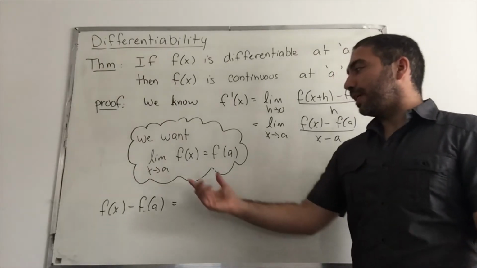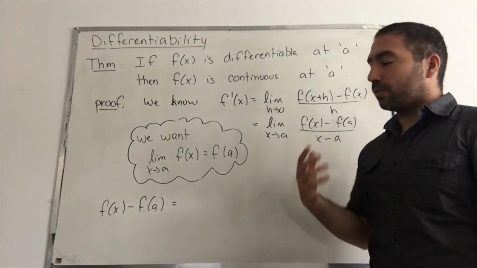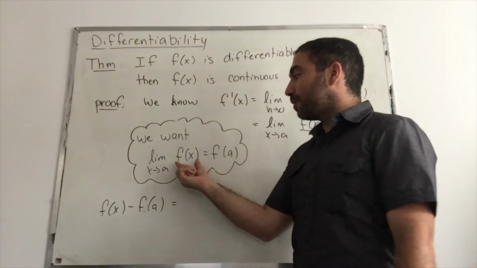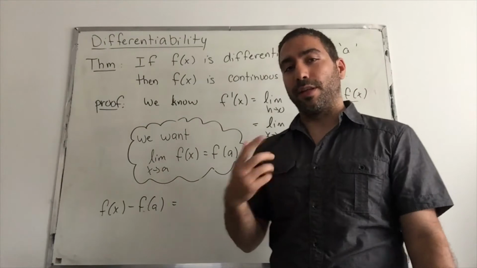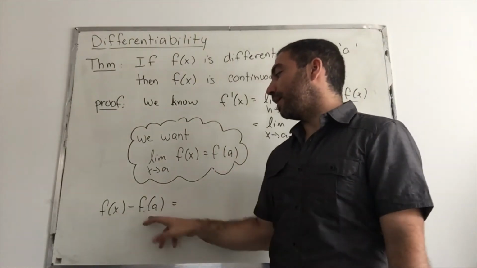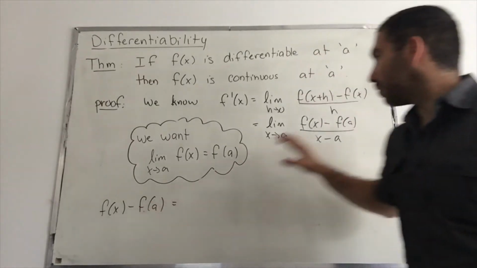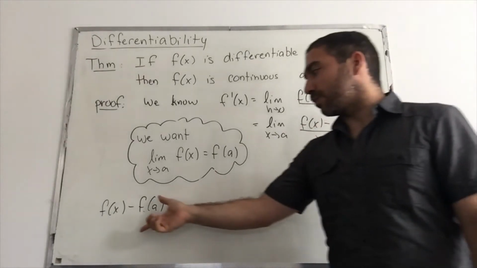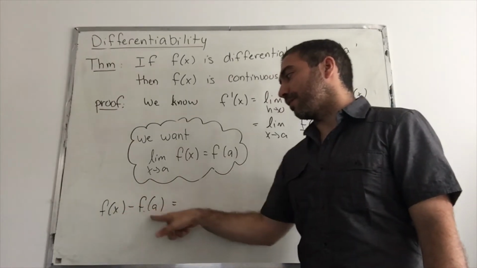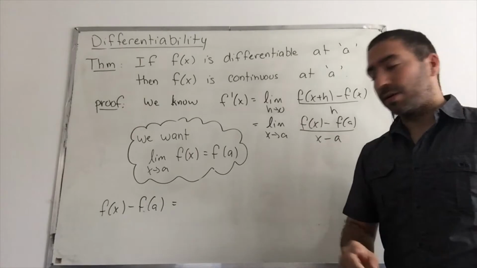Ideally, when you're taking the limit as x approaches a of f of x and that's equal to f of a, another way of thinking of it is that the difference between f of x and f of a, when you take the limit as x approaches a, is small. So I'm starting off by taking the difference between f of x and f of a, and I'm trying to build towards this thing. How could I get from what I started with, f of x minus f of a, and build towards this? I'm missing x minus a in the denominator.